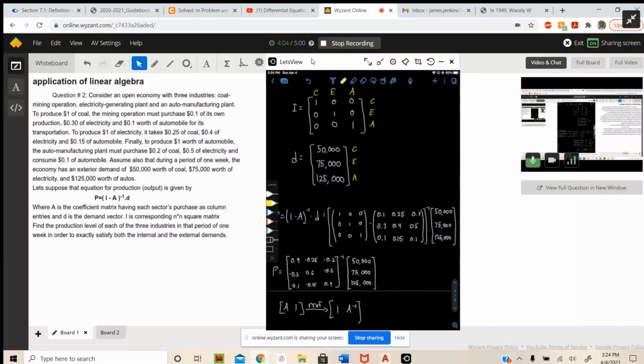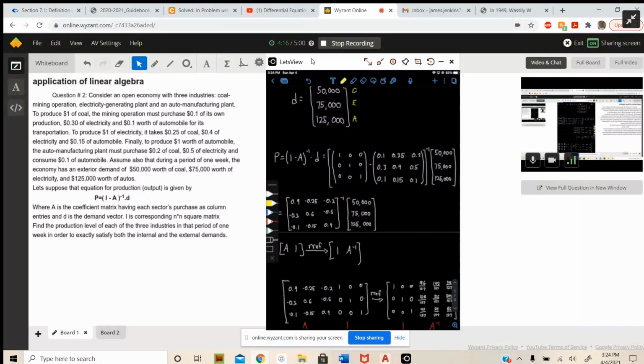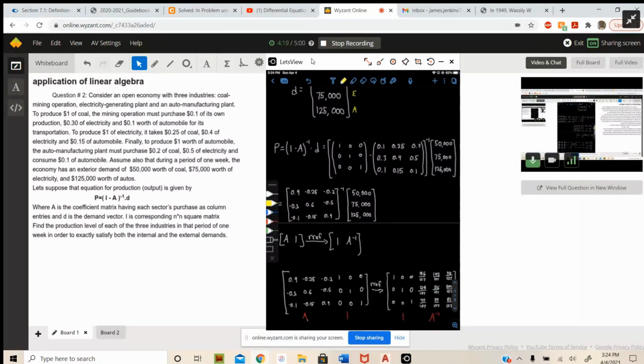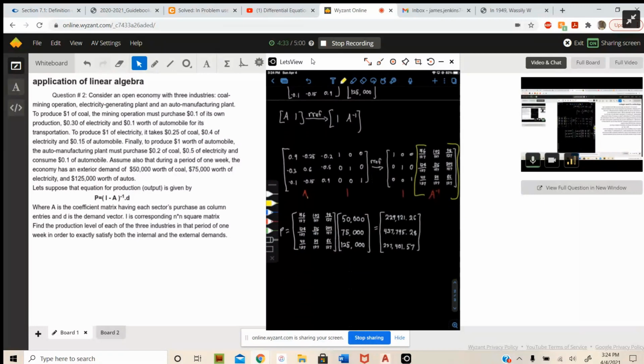So we follow the formula. The conjoined matrix [A | I], when you row reduce it to reduced row echelon form, becomes the conjoined matrix [I | A inverse]. So this is A, call it A sub 1, and the identity matrix I. Row reduce it, and then we have I and then A inverse. So A inverse is this matrix right here. Now we have P equals A inverse times the demand matrix.